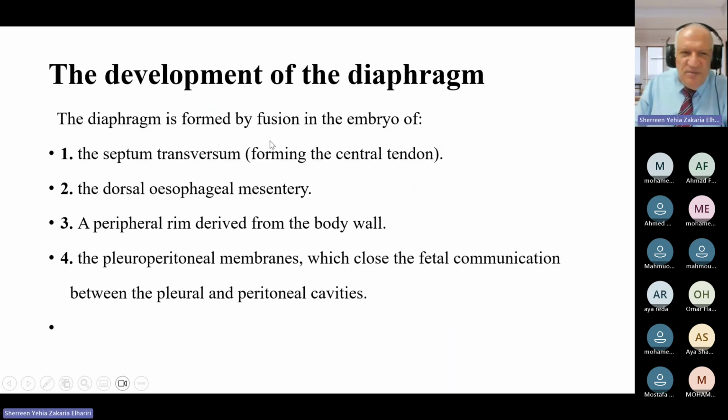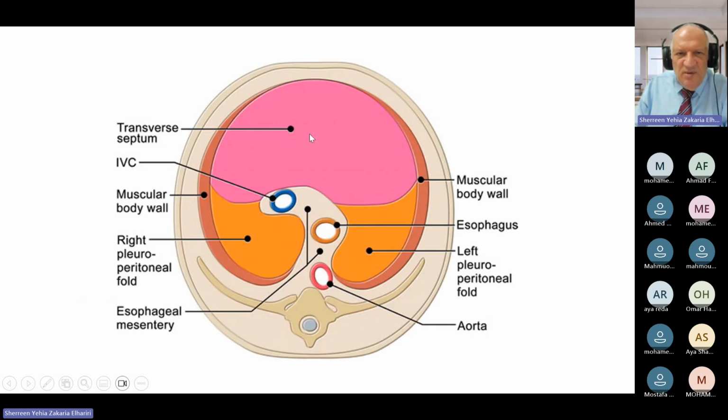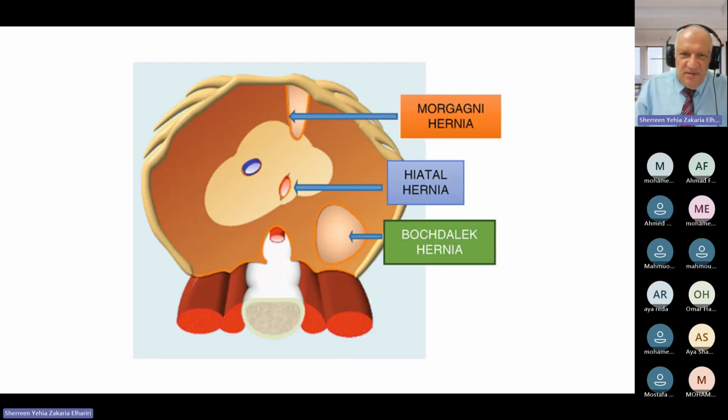One important topic you can be asked is the development of the diaphragm: septum transversum, dorsal esophageal mesentery, peripheral rim from the body wall, and the pleuroperitoneal membrane. Why is it important? Because we have two congenital hernias, the posterior one, which is Bochdalek hernia, and the anterior one, called Morgagni. And of course, we have diaphragmatic hernia or loss of one crus of the diaphragm, usually presenting on the left, and the stomach is up.